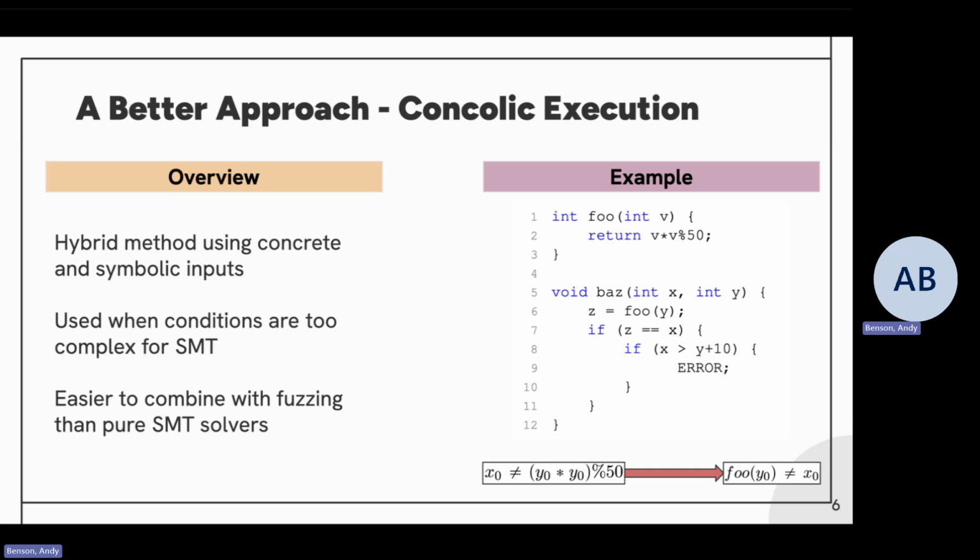Basically, the combination of concrete and symbolic allows for easier computation of complex paths that might beset the SMT solver. These concolic executors can be paired with fuzzers to provide the concrete inputs that can be used along with the symbolic inputs from the SMT solvers.